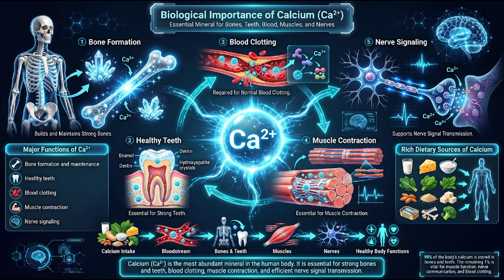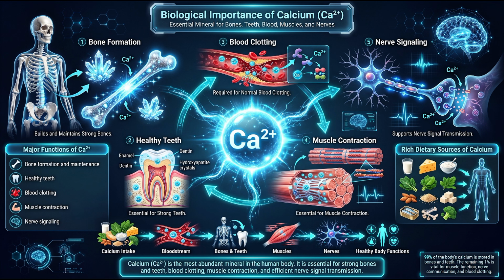The infographic also illustrates calcium's vital role in nerve signaling. The nervous system communicates through electrical impulses that travel along nerve cells. When an electrical signal reaches the end of a neuron, calcium ions enter the nerve terminal through specialized calcium channels. This influx of calcium triggers the release of neurotransmitters, the chemical messengers that carry signals from one nerve cell to another or from nerves to muscles.